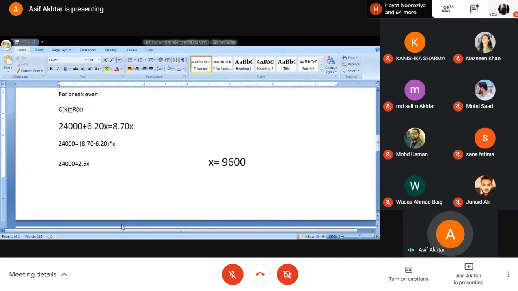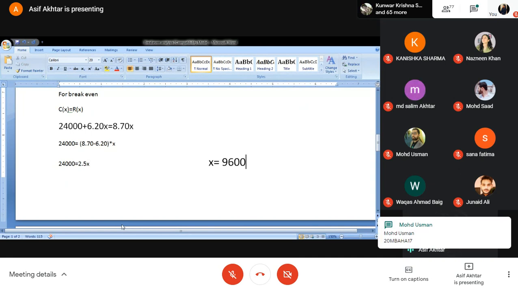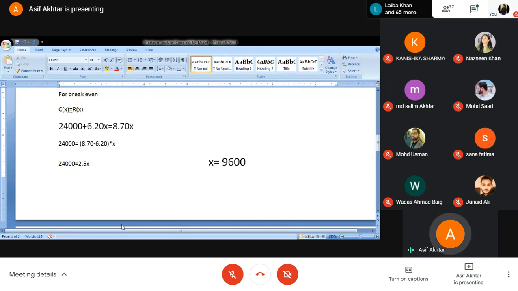What does this mean? This means that at 9600 CDs the company can manufacture where they will get no profit and no loss. Now, if they increase from 9600, that is 9601 onwards, then the possibility is that they will start accruing profit. And if they manufacture less than 9600, the chances are that they will incur loss.